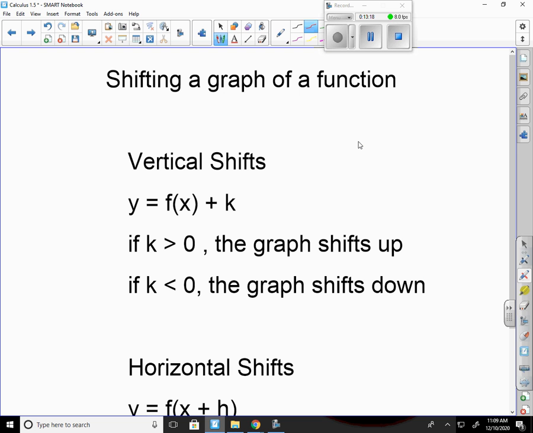Shifting a graph of a function. If it's a vertical shift, then I have y equals f of x plus k, with the k outside of the original function. And that means that if k is greater than 0, or a positive number, then it shifts the graph up. If k is less than 0, it's going to shift the graph down.